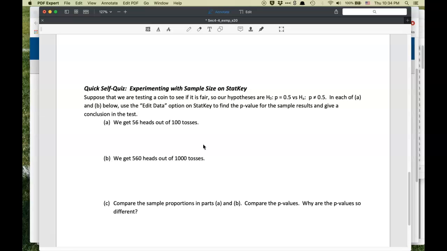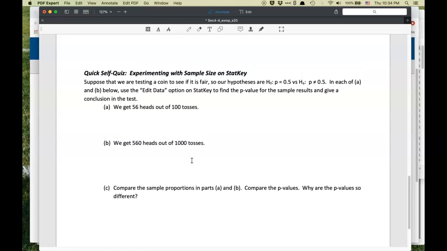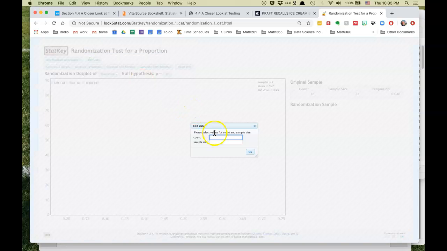56 out of 100 tosses, and 560 out of 1,000. Actually, let's go ahead and get the p-value for just these two, and we'll compare them and see what conclusions we can draw. All right, actually, I was double checking the activities. We didn't do exactly these calculations, so let's go ahead and take a look.